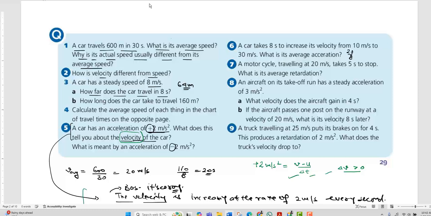Okay. A motorcycle travels at 20 meters per second. It takes 5 seconds to stop. What is its average retardation? Minus 4 meters per second square.